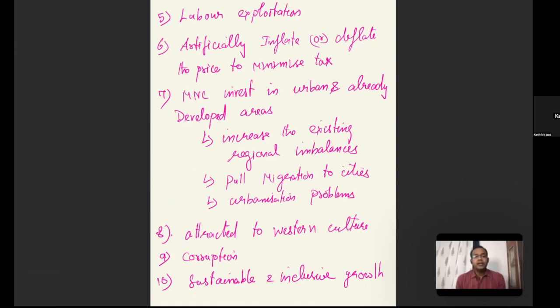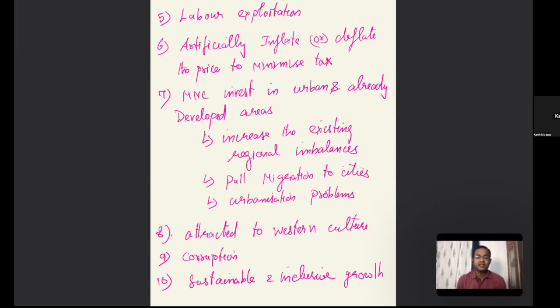Labor exploitation. Artificially, either they will inflate or deflate the price to minimize the tax, and tax evasion has been taking place. This will affect the income to the government, which will be a loss to the exchequer, right? And MNCs invest in urban areas. MNCs have been largely investing in urban setups, largely investing in the already existing development areas. So it affects the regional imbalances already existing in the country.